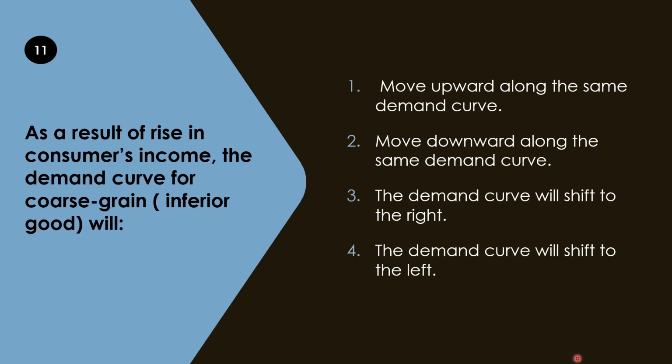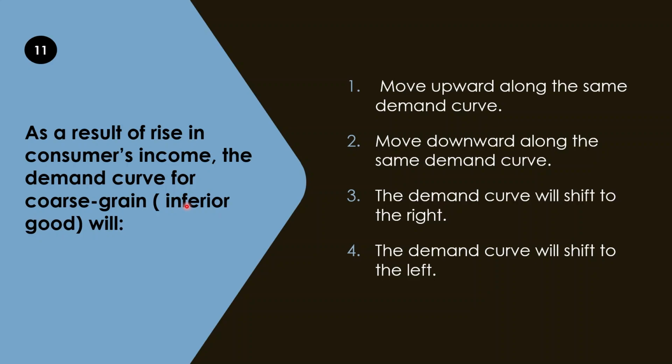Now, what you have to notice when deciding between movement or shift: if there is a change in demand due to a change in price, that means there is a movement along the curve. And if there is a change in demand due to any factor other than price, then it is a shift. Now, in this case, what is causing the change in demand? It's not price, it's consumers' income. So, with income, we have to see whether the demand curve will shift to the left or the right.